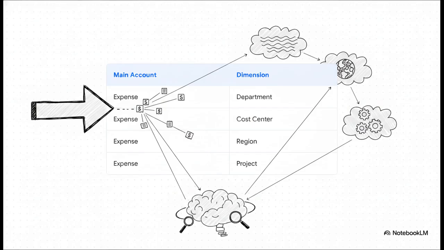Think of them exactly like social media hashtags, but for your financial data. You keep your one 500-100 expense account, but when a user posts a transaction, they just tag it. They intersect it with a department, a cost center, a region, or maybe a business unit. One single expense account can now be analyzed across multiple departments without creating a single new GL account.